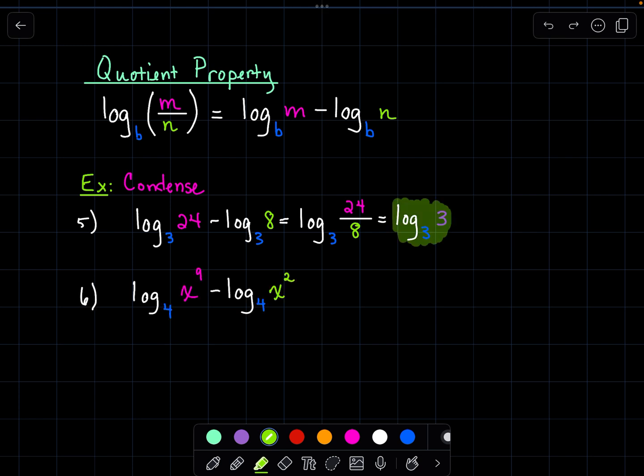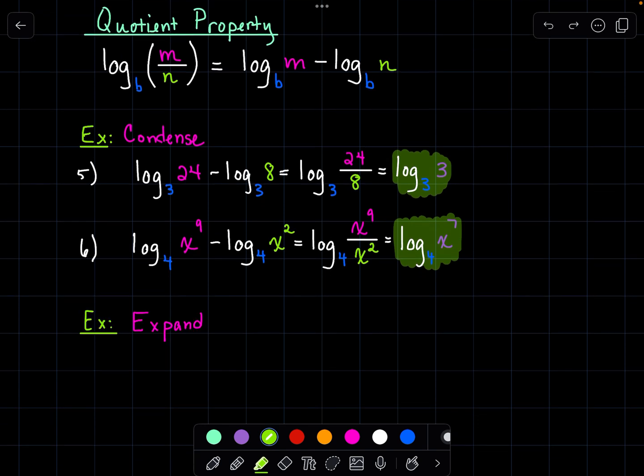Another example, log base 4 of x to the 9th minus log base 4 of x squared. Going left to right always, the left would be the top of the fraction, and the bottom would be the right side. So now we have log base 4 of x to the ninth over x squared. Using our exponent rules, since we have division, we get to subtract our exponents, and we'll go top minus bottom. Since 9 minus 2 is 7, this condenses down completely to log base 4 of x to the 7th power. And that's condensing using the quotient property.